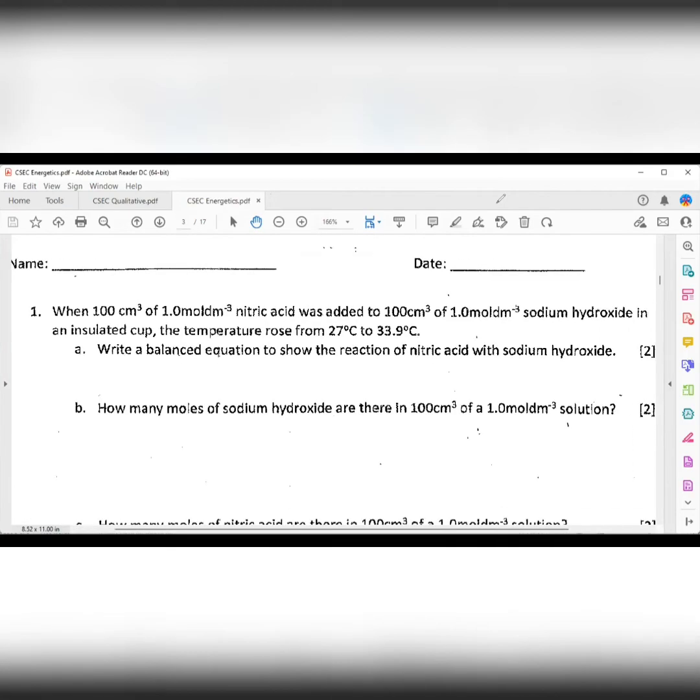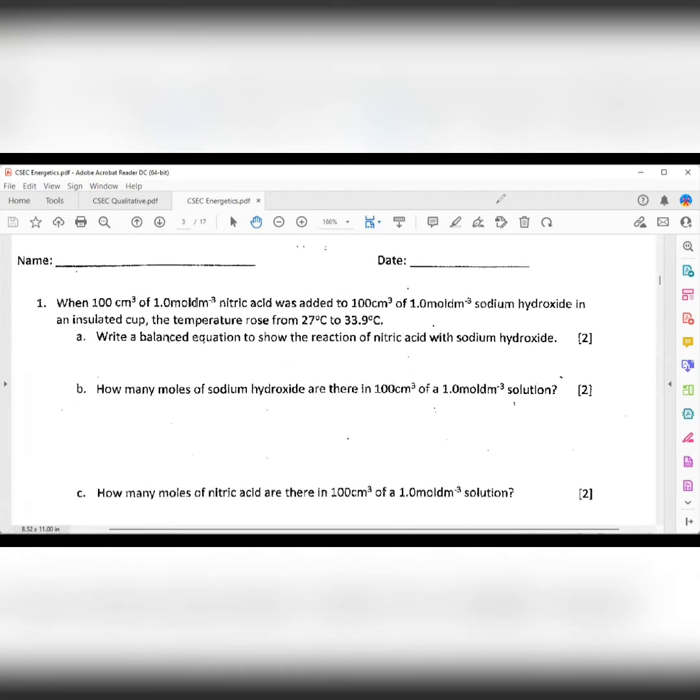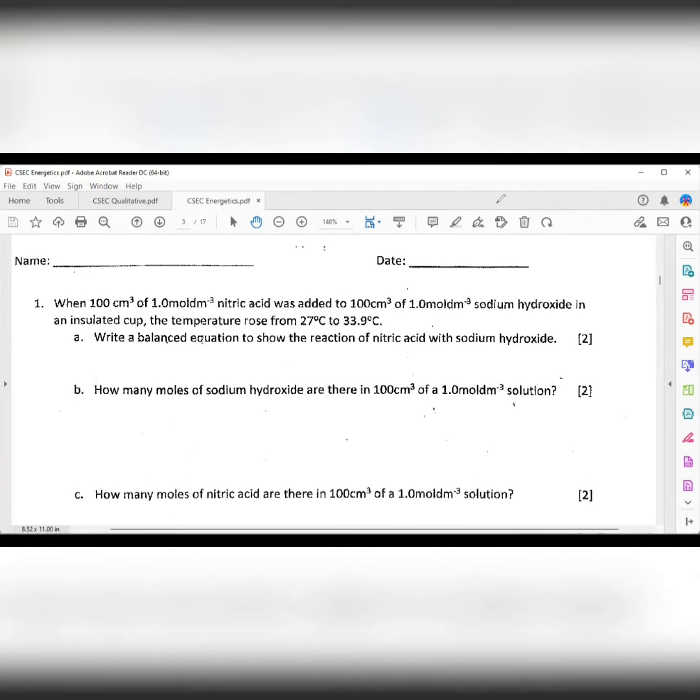Next thing. All right, so here's another question, which is a lot better for us now. Okay, so it says when 100 cm³ of 1 molar nitric acid was added to 100 cm³ of 1 molar sodium hydroxide in an insulated cup, the temperature rose from 27 degrees Celsius to 33.9 degrees Celsius. Is this endo or exo? Sir, this is exothermic. Exothermic, right? Because the temperature rose.